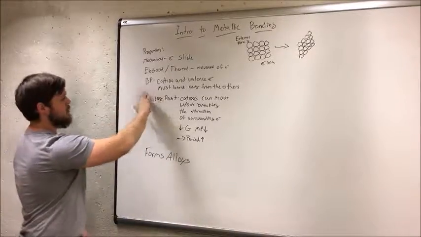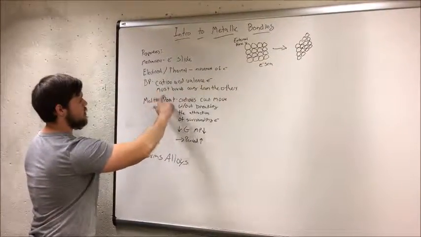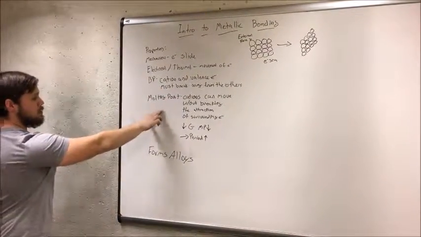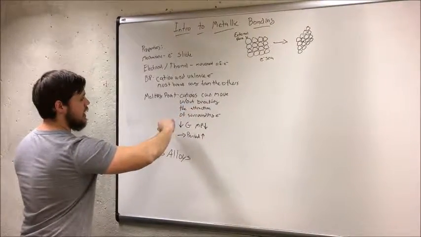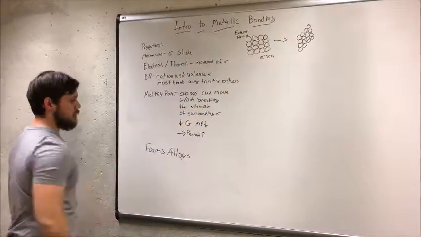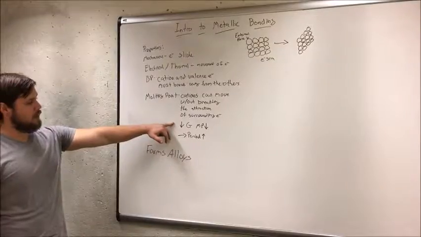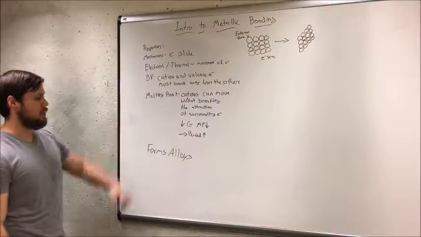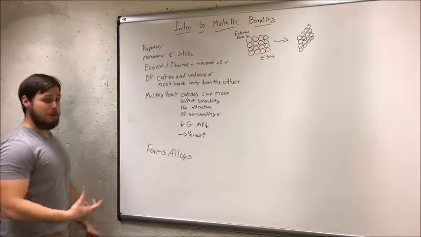Boiling point is high because cations and valence electrons must break away from the others. Melting point is lower because cations can move without breaking the attraction of surrounding electrons. As we go down a group, melting point decreases, as we go across the period, it increases, and instead of forming compounds, they form alloys.